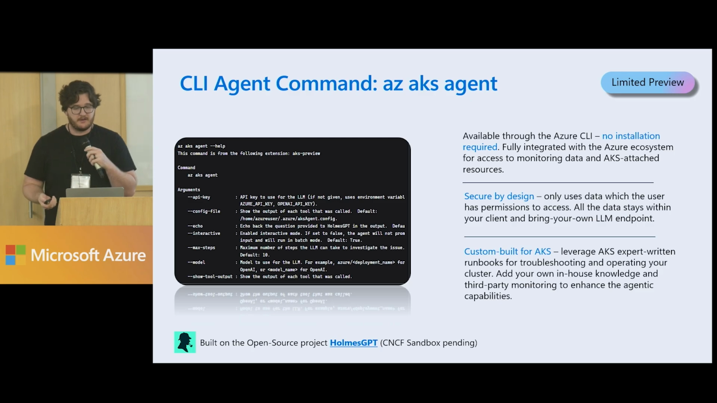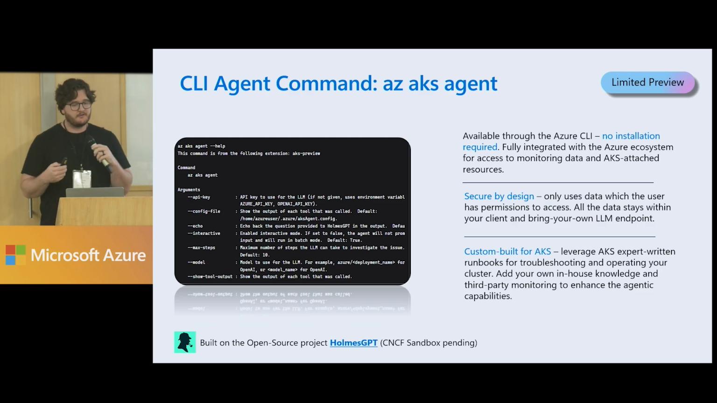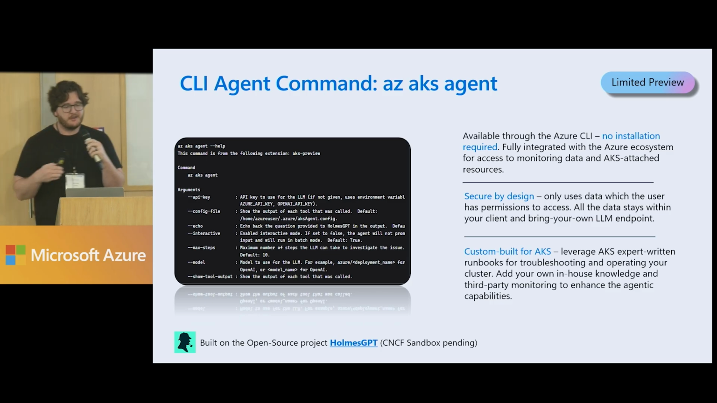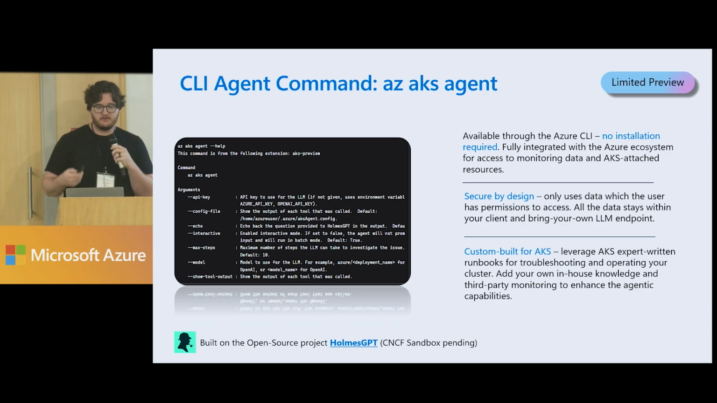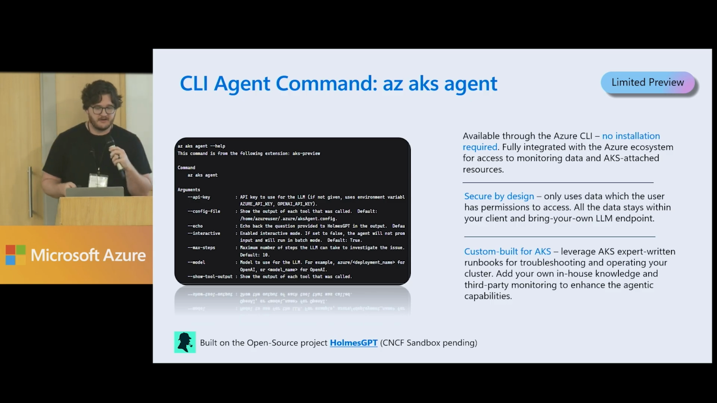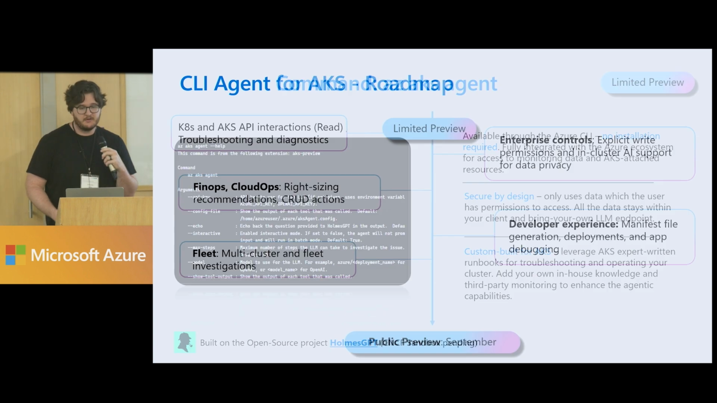And it's custom built for AKS. AKS experts have written runbooks for troubleshooting common issues, such as upgrade failures, node not ready, and DNS resolution errors, which ensures an accurate and comprehensive diagnostics experience. You can also bring your own in-house runbooks and additional monitoring data through third-party and open source providers like Datadog and Prometheus to enhance the agentic capabilities.